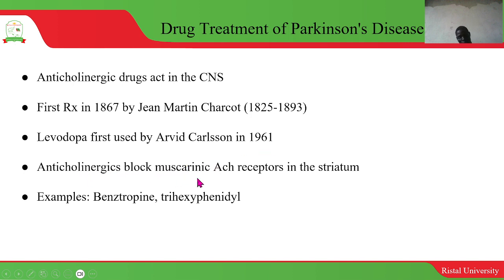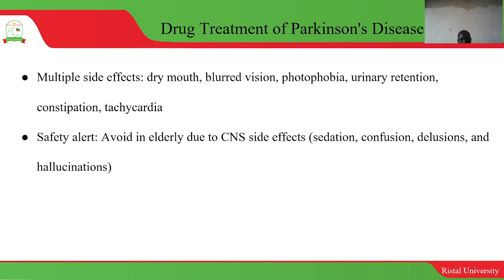Anticholinergics block muscarinic acetylcholine receptors in the striatum. Examples here are benztropine and trihexyphenidyl. You will also get to know this one of the common antipsychotics we use even for patients with schizophrenia and other mental disorders. Multiple side effects can be dry mouth, blurred vision, photophobia, urinary retention, constipation, and also tachycardia. There's a safety alert here that we have to avoid this in the elderly due to CNS side effects like sedation, confusion, delusion, and also hallucinations.